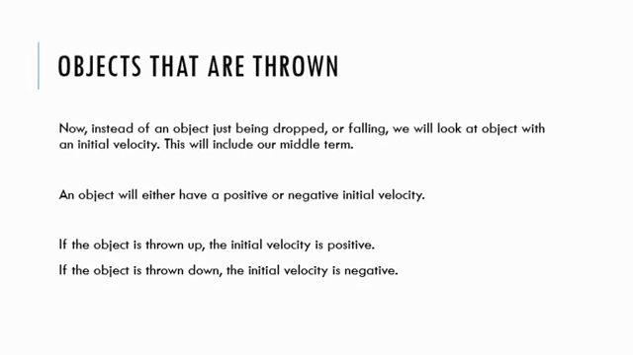So if you think about the y-axis, the vertical axis here, when we move up, we're moving in the positive direction. Therefore, if an object is thrown up, the initial velocity is positive. It's moving in the positive direction. If we move down, we're going towards the negative numbers. So we're going in the negative direction. So if the object is thrown down, the initial velocity is negative.